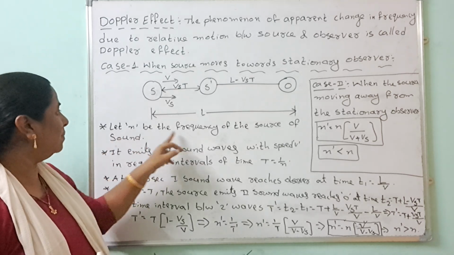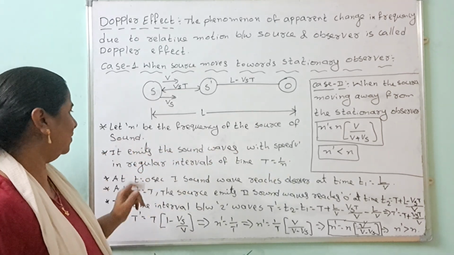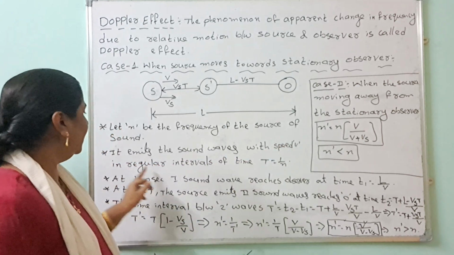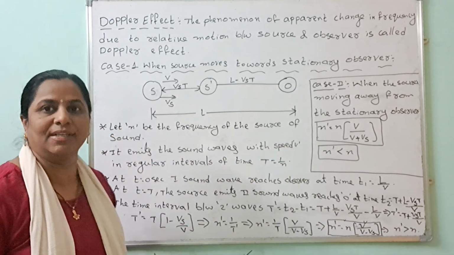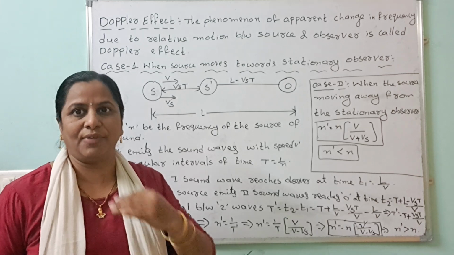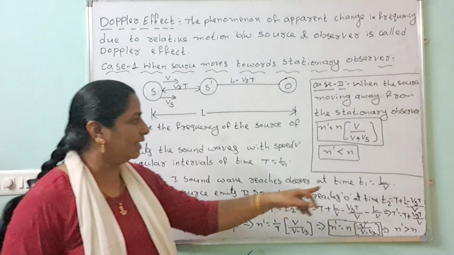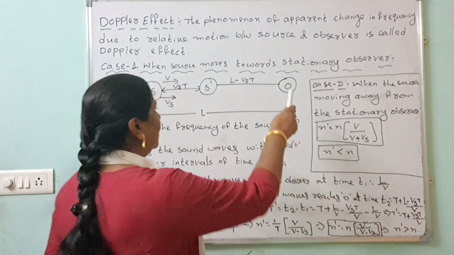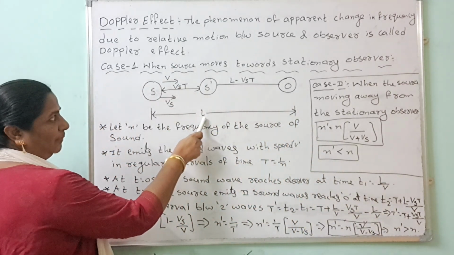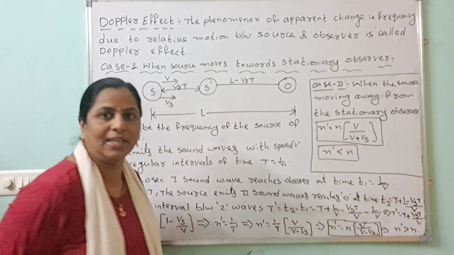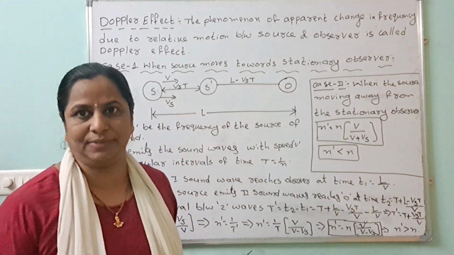See, let n be the frequency of the source of sound. It emits the sound waves with speed V, in regular intervals of time, t equals 1 by n. So when I am speaking with you, the first wave reaches you. How much time will it take? The distance between the observer and source is L, and time is T1 equals L by V. Here V is the speed of the sound.